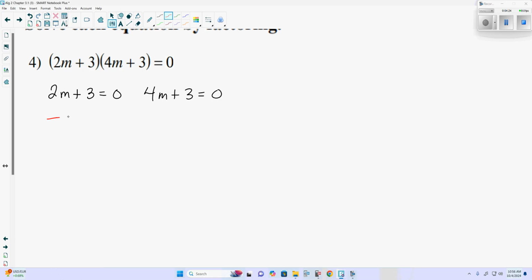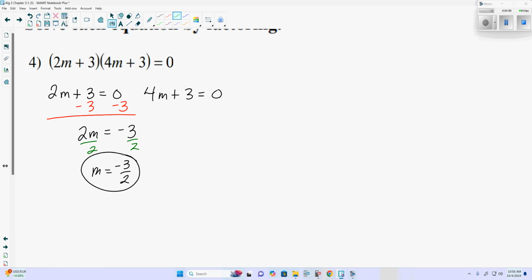We can start with the one on the left, 2m plus 3. So we would subtract 3 from both sides to get m by itself, telling us that 2m is equal to -3. Then we divide both sides by 2, telling us m is -3/2. That's all we have to do for that one there.